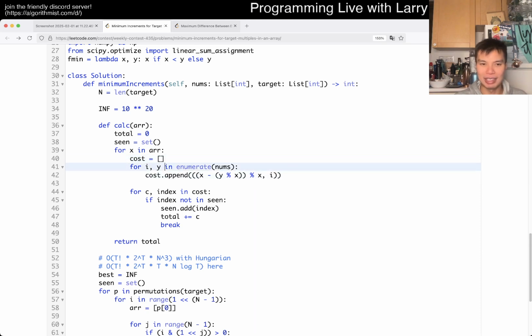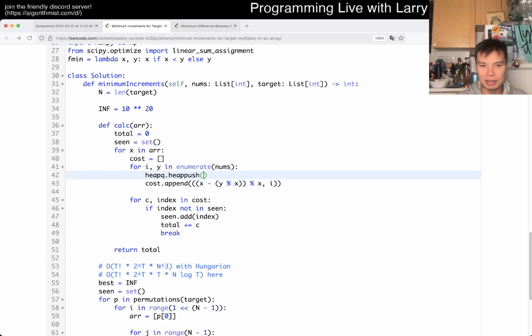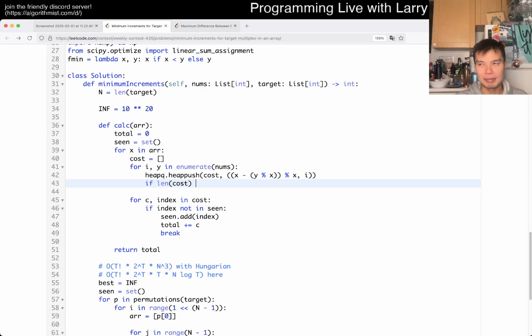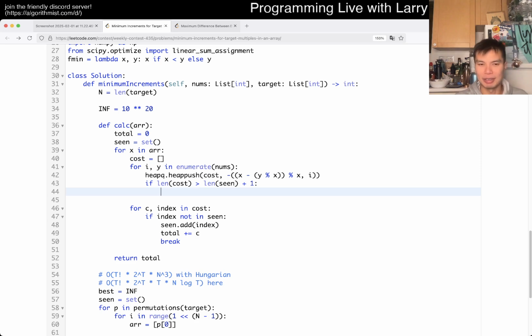And in Python you don't actually, but here you put this here. And if length of cost, we want a max heap though, right? Yeah, we want a max heap so that we can remove the max. Okay, so let's push onto the max heap. So if length of cost is greater than length of seen plus 1, just in case. No, I think that's actually exactly right.